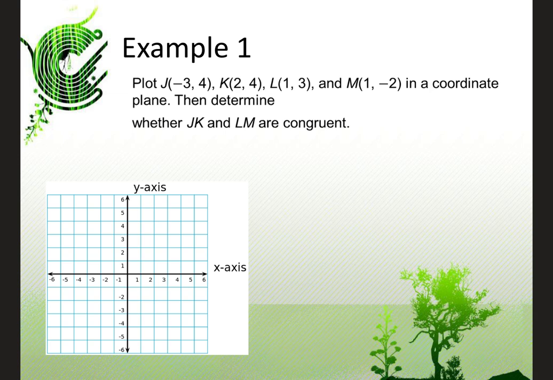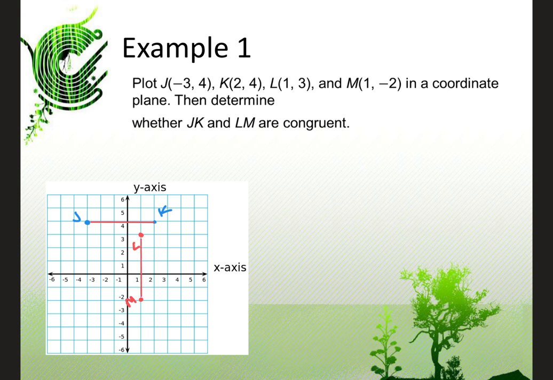Example 1 says to plot these coordinate points and then determine whether the segments are congruent. So we're going to plot negative 3, 4, that would be here, that's J. 2, 4, that's here, that's K. L is 1, 3, and M is 1, negative 2. And then we want to make the segments that connect J and K, and we want to make a segment that would connect L and M.